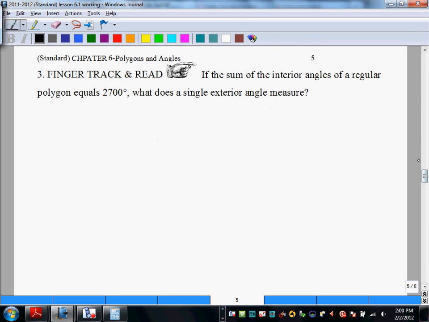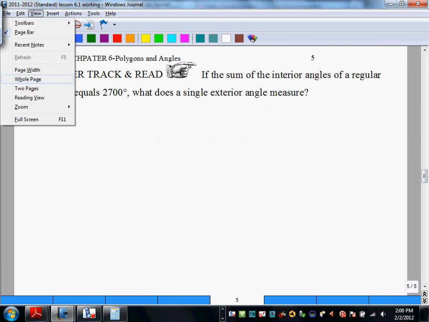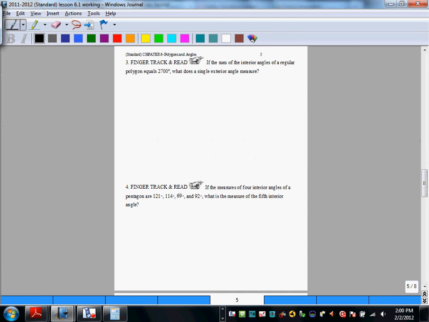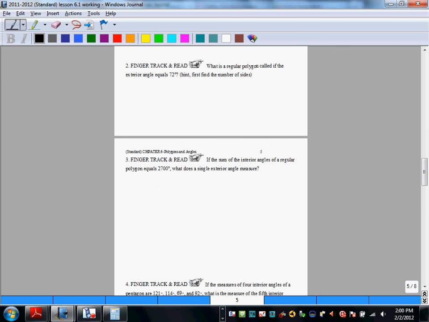Does anybody want help anywhere on page 5? Yes. Which one? Number 2. Number 2? Can do. What angle do you think? Where to start? Well, what can you do? Is this regular? Are there hash marks there? Yeah. Good. So is it possible to find the measure of one angle of a regular hexagon? Good. Find it.